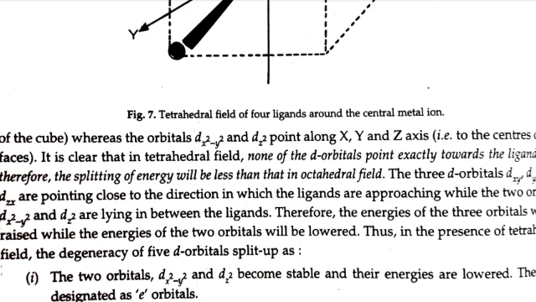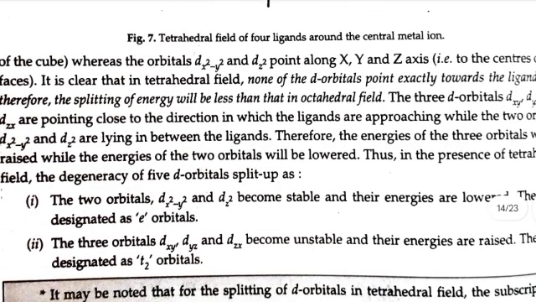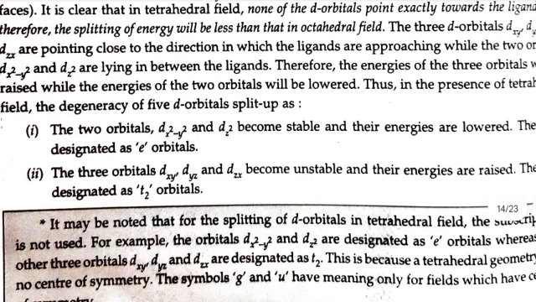The 3d orbitals dxy, dyz and dzx are pointing close to the direction in which the ligands are approaching, while the two orbitals dx square minus y square and dz square are lying in between the ligands. Therefore, the energy of the three orbitals will be raised while the energy of the two orbitals will be lowered. In the presence of a tetrahedral field, the degeneracy of the 5 d orbitals splits up as the two orbitals dx square minus y square and dz square become stable and their energies are lower.